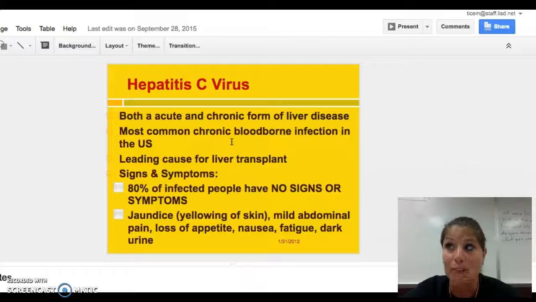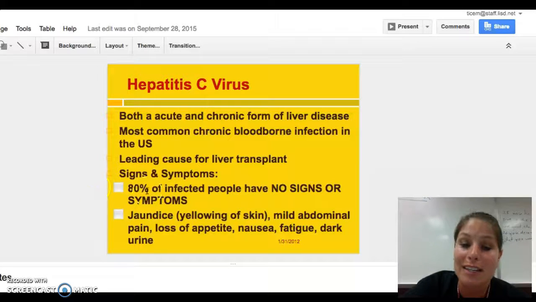I'm betting if you looked into it, you would know somebody that has had this condition. A fun fact for you is approximately 4 million Americans are infected, and about 8,000 to 10,000 die every year in America just because of this condition. So it's definitely not one that you want to play with. It is the number one leading cause for a liver transplant. That liver has shut down, and if you want to survive, you're going to need a new one. So that's most of the time why people have to get a liver transplant.